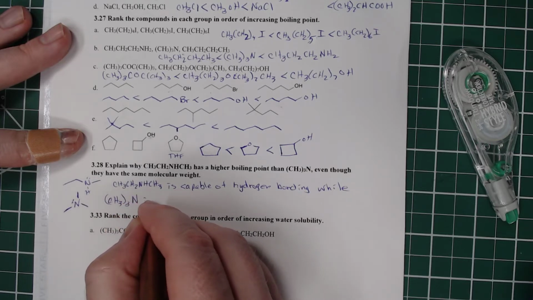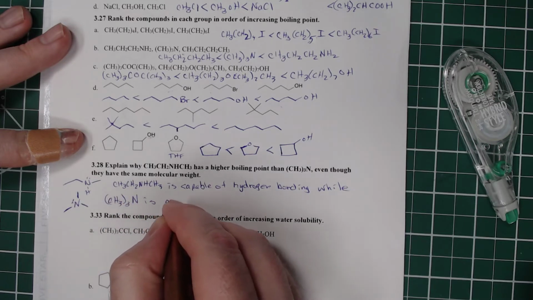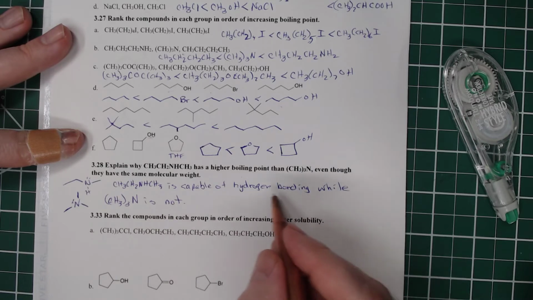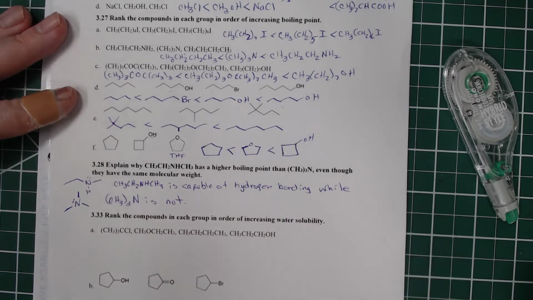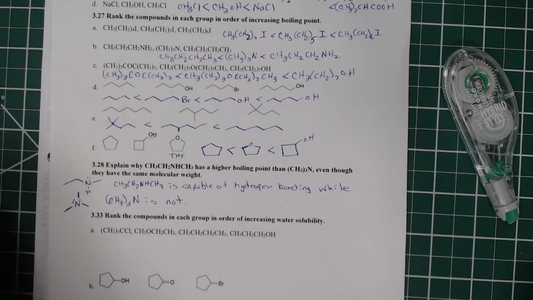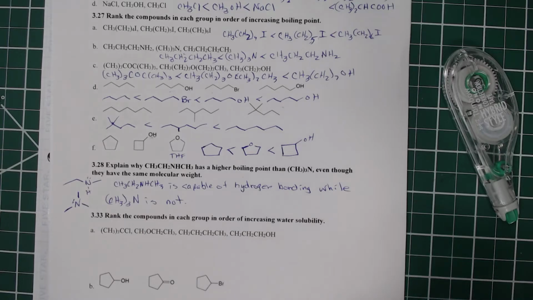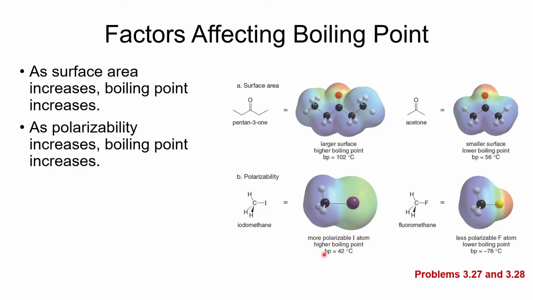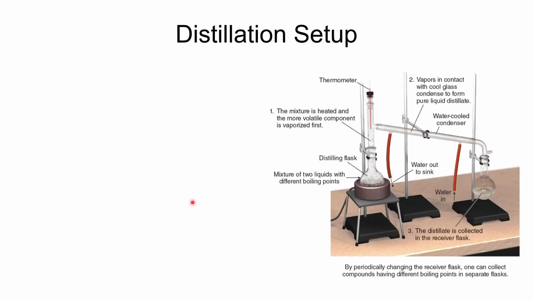CH3, 3N is not. And so since this one is capable of hydrogen bonding, it should have a higher boiling point. All right. Well, we're going to go back to our presentation. And so if we've got 2 things and we want to see which one has the higher boiling point, we can use a distillation apparatus, a distillation setup, kind of like this.